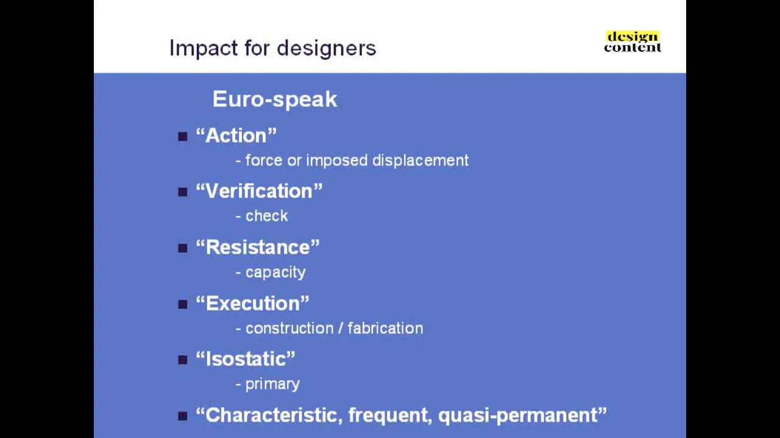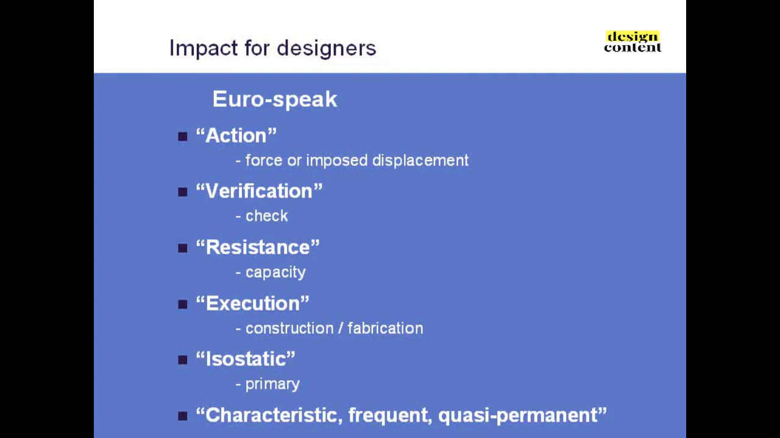So for example, a word like resistance: you'll now hear shear resistance or bending resistance, not shear capacity or bending capacity. The word resistance is used for matters relating to strength. There is a word capacity, but it's used for matters relating to deflection or deformation. So you'll talk about the slip capacity of an expansion joint or the movement capacity of an expansion joint.